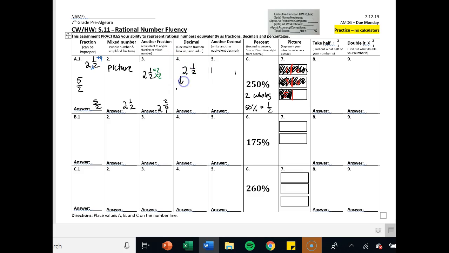For your decimal, you want to really break down 2 and 1 half. So again, you got two wholes and 1 half, you should have this memorized, is 0.5. So you got 2.5. For another decimal, 2.50. You could just add a 0.